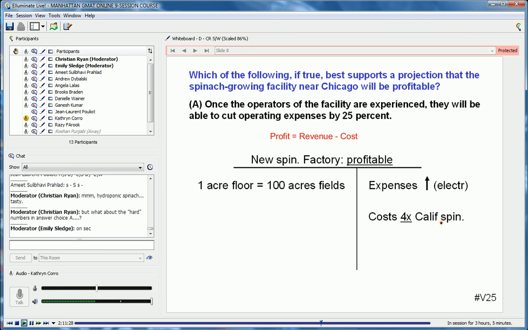I didn't do any math, but essentially 25% is 1/4 versus 4 times, so you're still not going to be competitive with the spinach that is typically or more commonly produced.